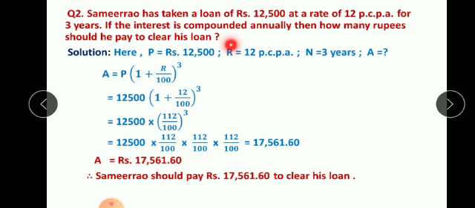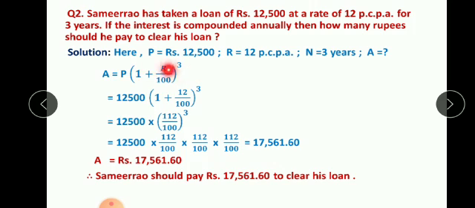So Samir Rao has taken a loan of rupees 12,500. So he has taken a loan means principal is given, and at the rate of 12 percent per annum means R is also given. For 3 years means N is also given. And what we have to calculate? Amount. Because if the interest is compounded annually, then how many rupees should he pay to clear his loan? So only amount we have to calculate.